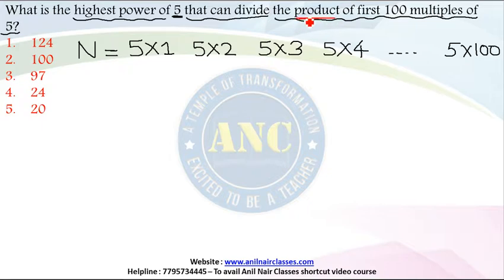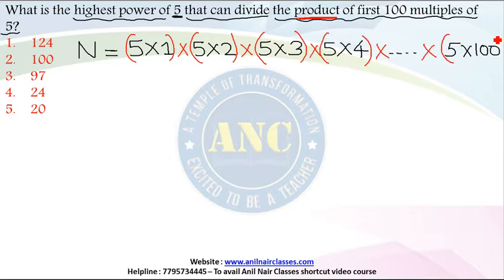But they are asking you to find the product of the first 100. That means this should be multiplied with the second value, that with the third value, that with the fourth value, and similarly continued till the last 100th value. Now, 5 is multiplied 1 time, 2 times, 3 times, 4 times, 5 times, up to 100 times. 5 multiplied 100 times is 5 power 100. Similarly, into 1 into 2 into 3 into 4 into 5 into 6 and so on till 100 is nothing but 100 factorial.